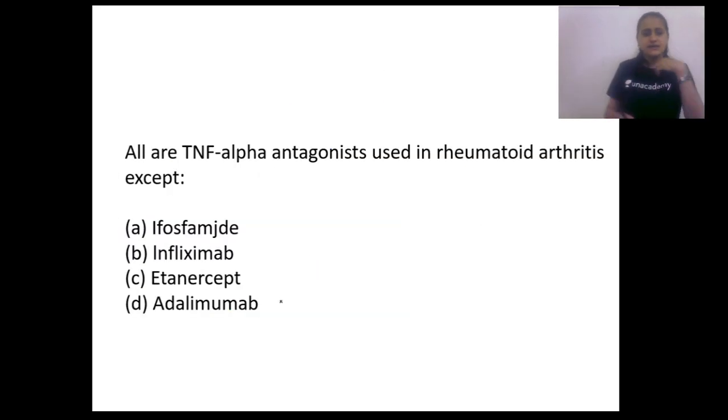Correct? Next, yes, you should know this. All are TNF alpha antagonists used in rheumatoid arthritis except. What will be the answer?